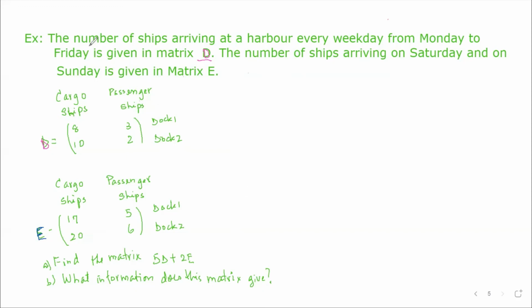Okay, so come back to the question. The number of ships arriving at the harbor every weekday from Monday to Friday, you see that from this pink color. It is every week, right? That means every week from Monday to Friday is given in matrix D.